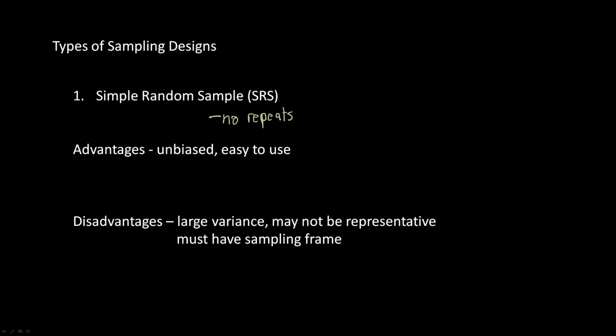But second of all, you have to have a sampling frame in order to conduct this sampling design. The sampling frame is essentially the population that you're sampling from. So for example, if you have the population of 100 people, that would be your sampling frame. The reason why this is a disadvantage is because some populations are very, very large. For example, the population of everyone in the United States of America, it's over 300 million people, which means that it'd be very hard to conduct a simple random sample insofar as the population size is just so big.